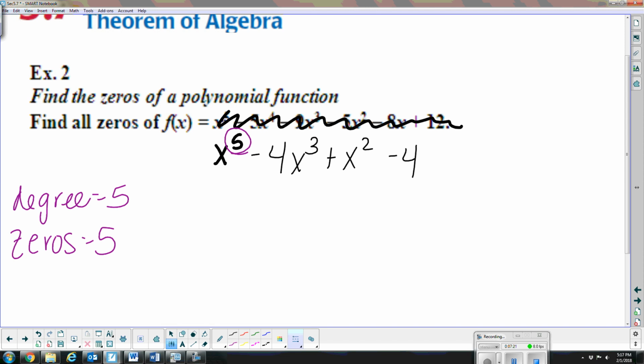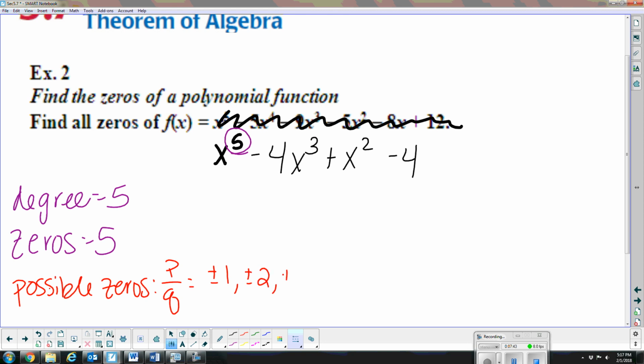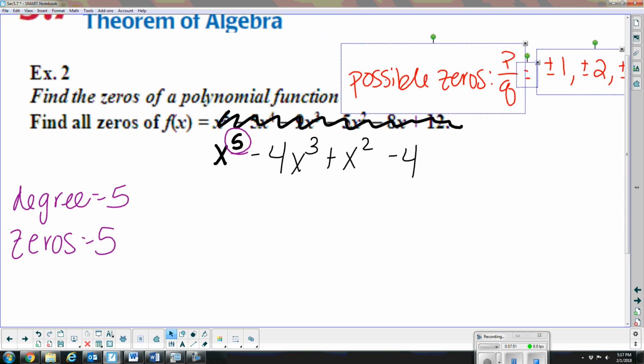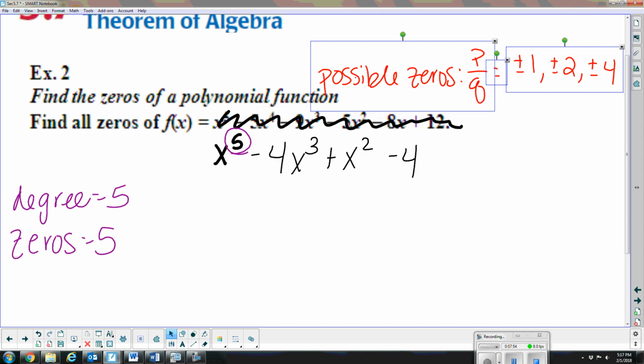So let's look at my possible zeros. And that's going to be my p over q. So my factors of -4 and my factors of 1. So my factors of -4 are plus or minus 1, plus or minus 2, or plus or minus 4. All right, those are my possible zeros. That's where I'm going to start. You could also graph to see what your zeros might look like.